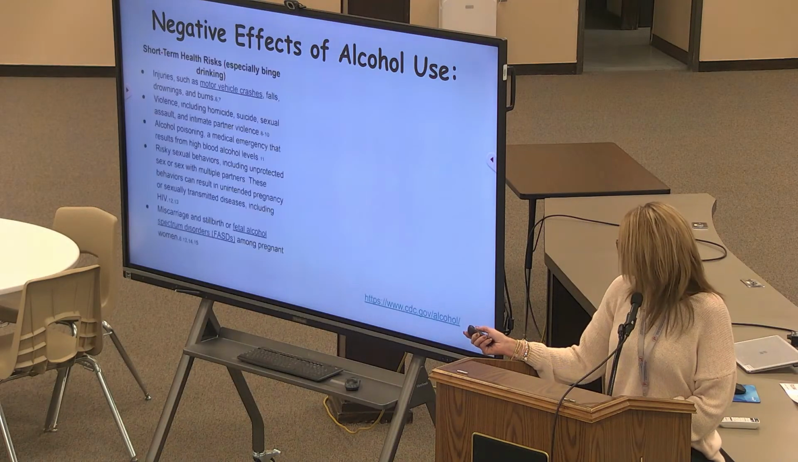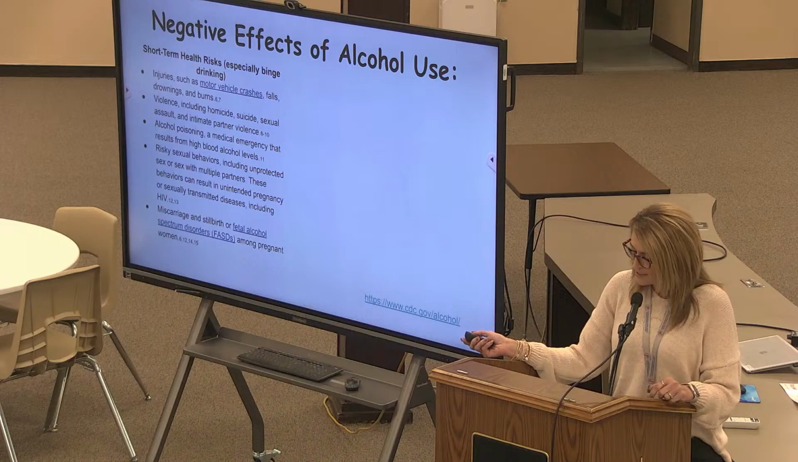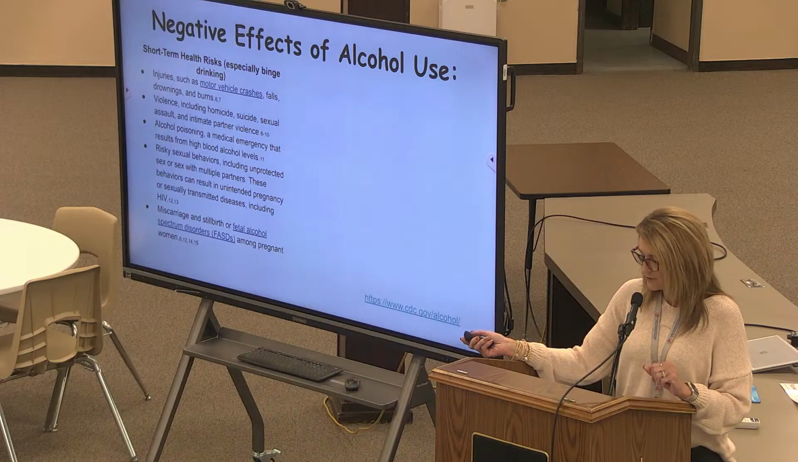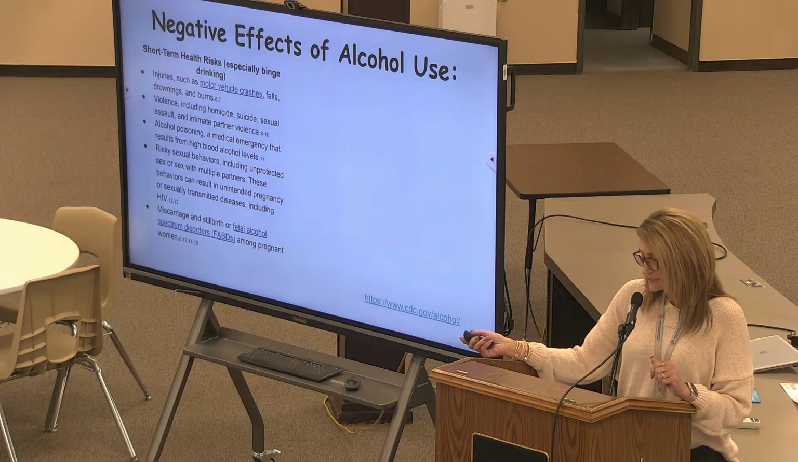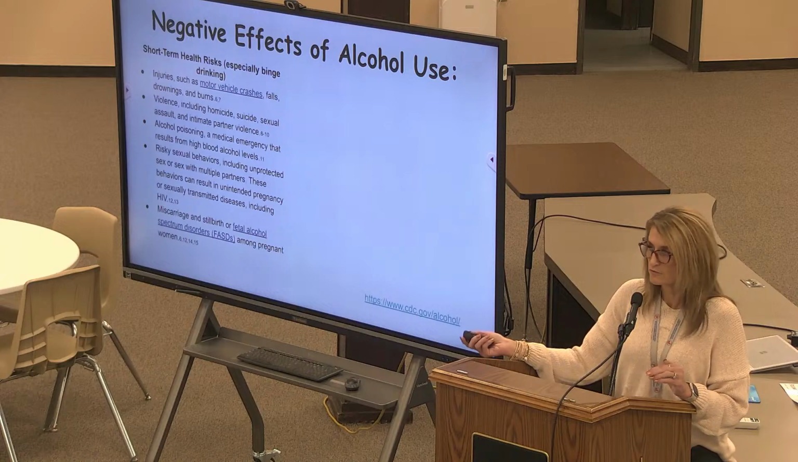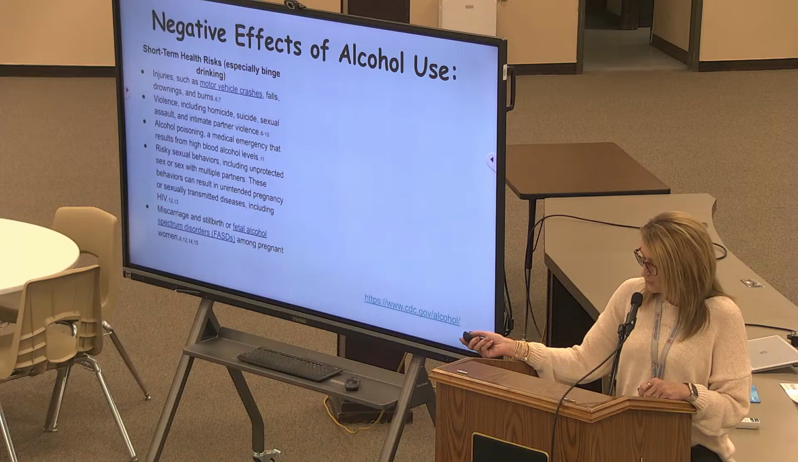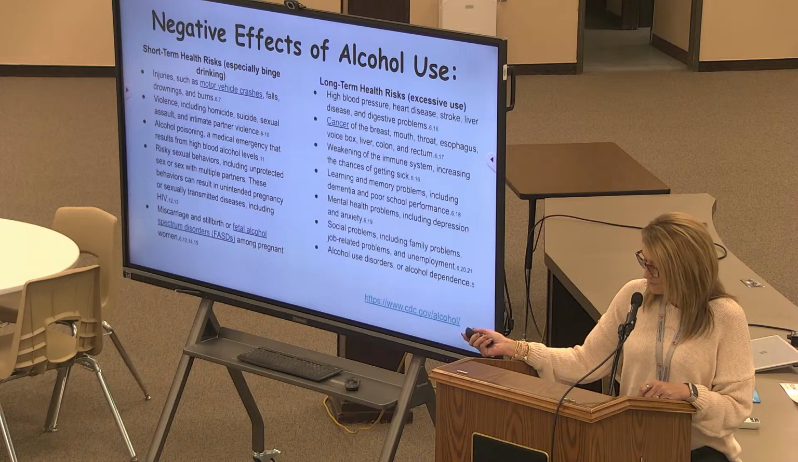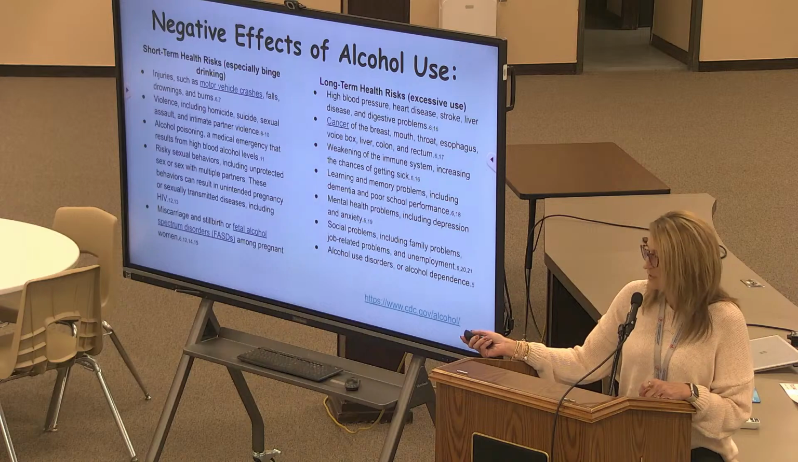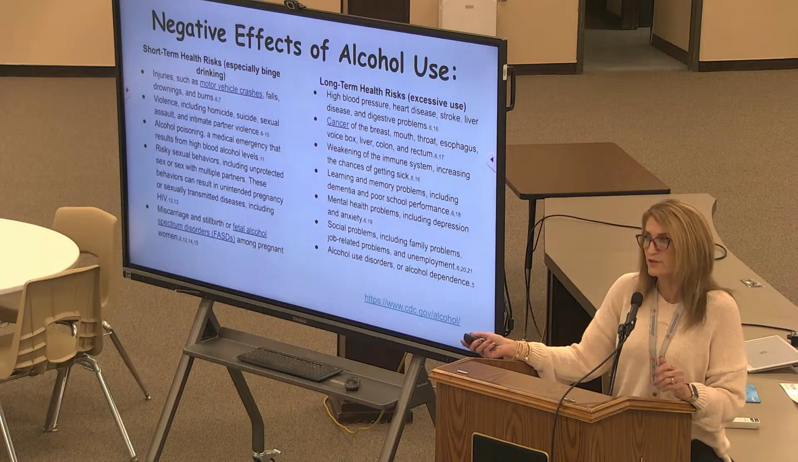So when looking at the negative effects of alcohol use, short-term health risks include things like, obviously, motor vehicle crashes, falls, drownings, and burns, violence that includes homicide, suicide, sexual assault, and intimate partner violence, alcohol poisoning, especially from binge drinkers, which we know younger students are more prone to do. Risky sexual behaviors, including unprotected sex or sex with multiple partners, and these behaviors can also result in unintended pregnancy or sexually transmitted diseases. Miscarriage and stillbirth or fetal alcohol syndrome among pregnant women. A lot of times if they don't know that they're pregnant, they might be drinking.